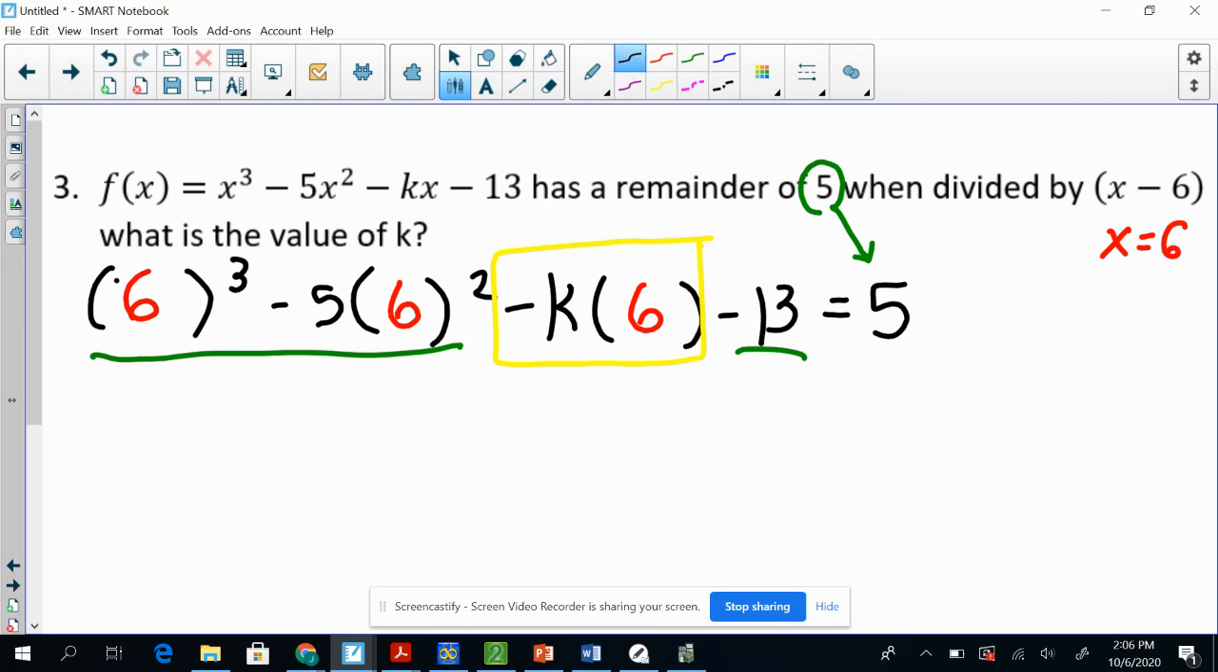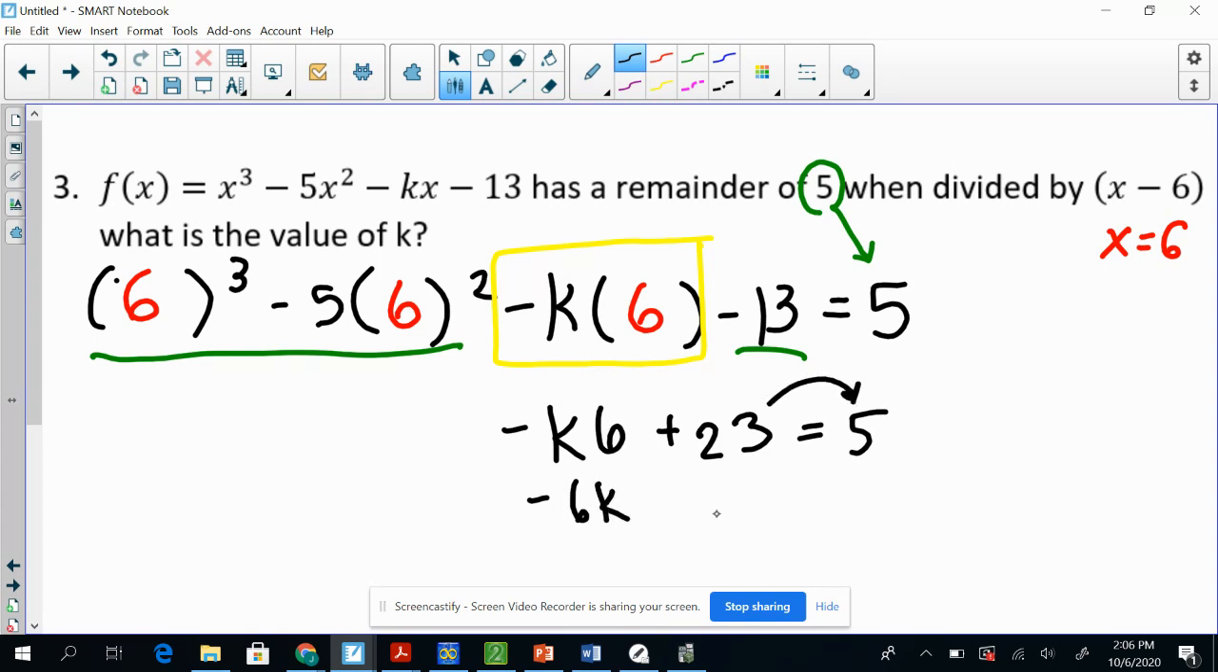then you should end up with, actually pause your screen and try it in your calculator right now. So plug all of this minus 13 in your calculator and you'll get a number. Alright, coming back. So I got negative 6k plus 23 equals 5. Now, you can rewrite it if you'd like. That 23, we're going to move it by subtracting. So we're going to get a negative 18 on this side.